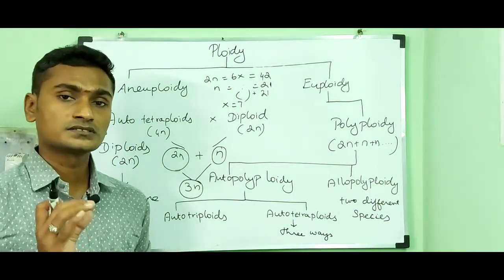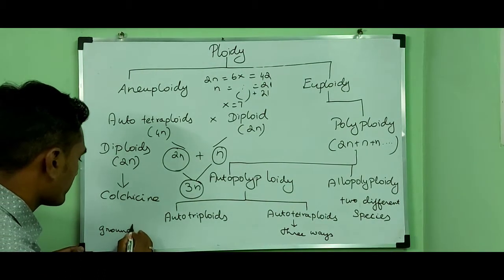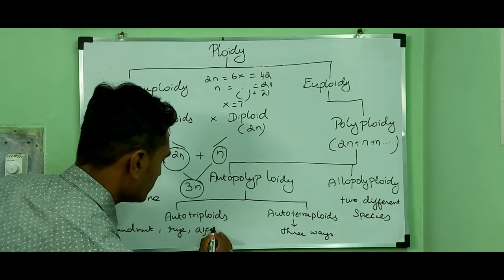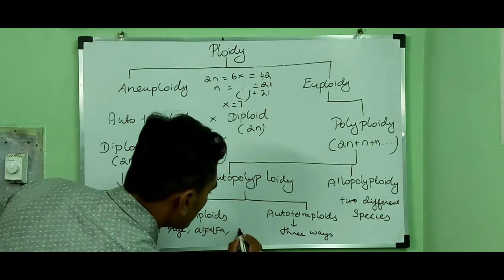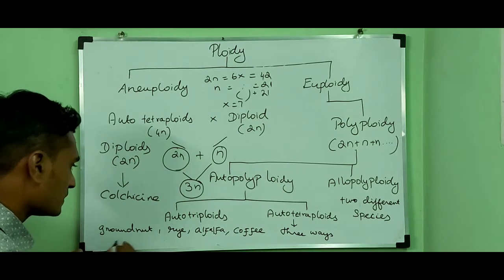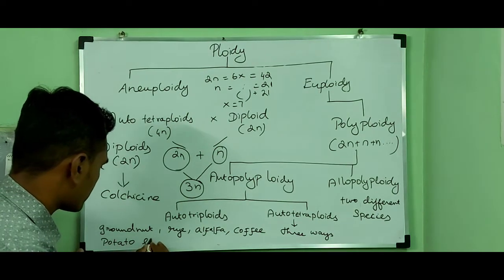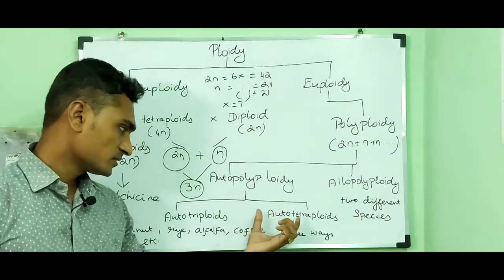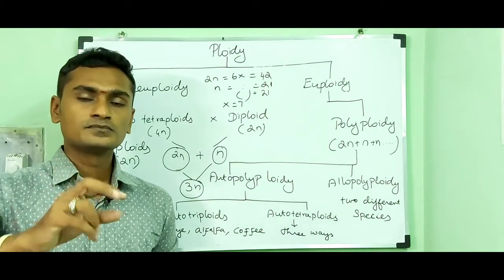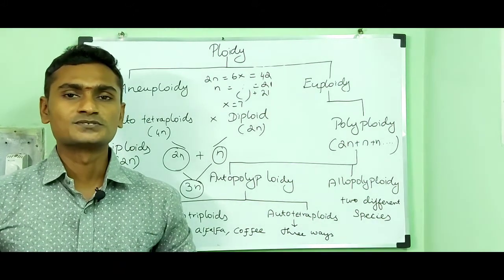Examples of autotetraploids are groundnut, rye, alfalfa, coffee, potato, etc. These are some of the examples of autotetraploids. You have to find out the remaining two procedures to produce autotetraploids. That's all about today's video.